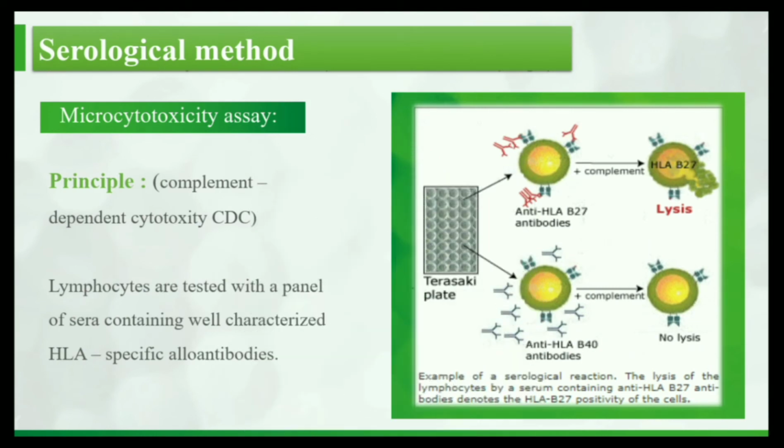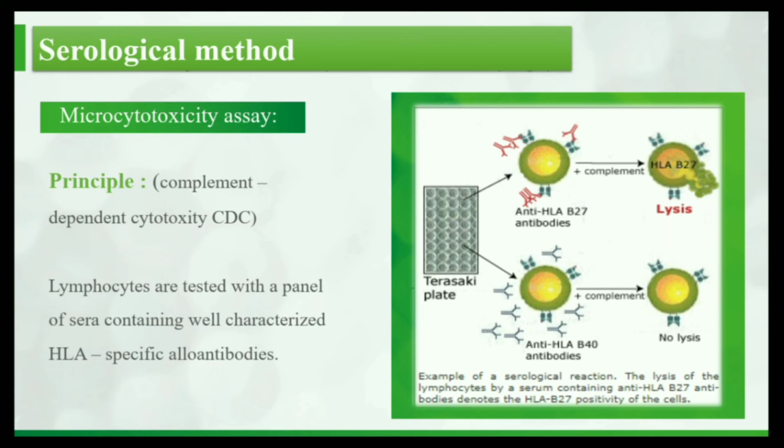HLA typing by serology. The most important method is the microcytotoxicity assay. The complement dependent cytotoxicity test, or microlymphocytotoxicity assay, for HLA typing was developed in the 1960s, and serology is still the method of choice in many laboratories for low resolution typing of HLA-A and HLA-B, owing to its simplicity and low cost. By contrast, molecular typing has almost entirely replaced CDC for other HLA loci, which are HLA-C, DR and DQ, for which serology is not precise enough.